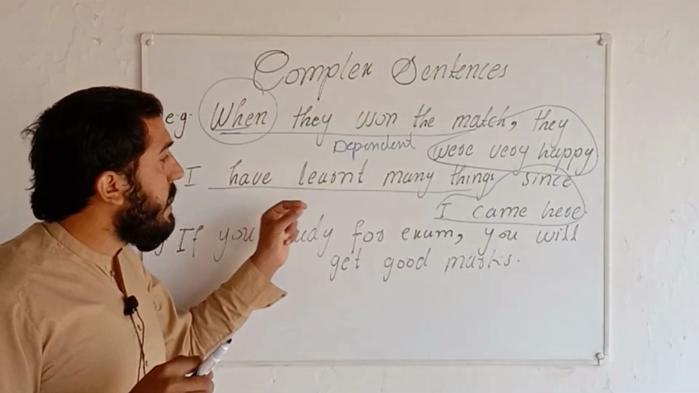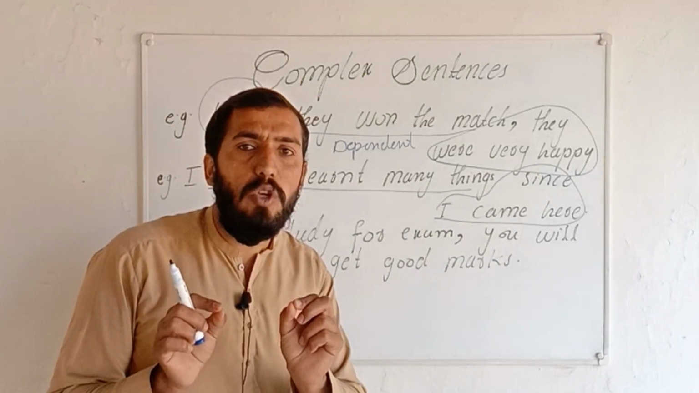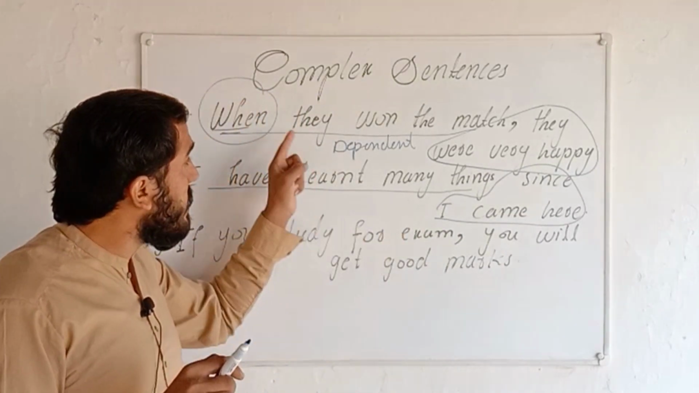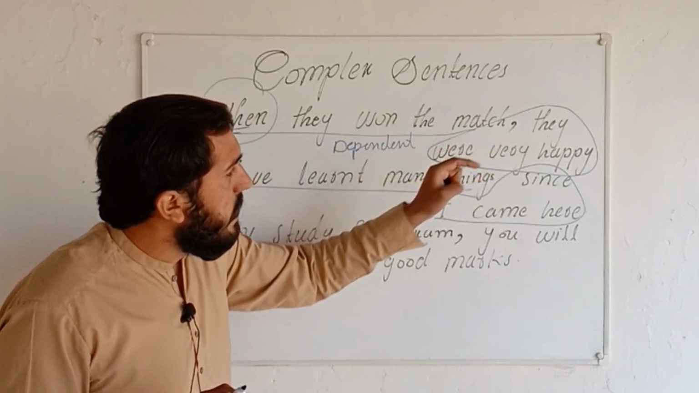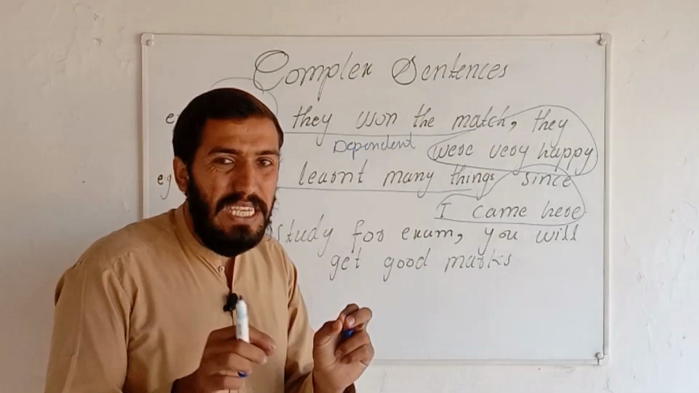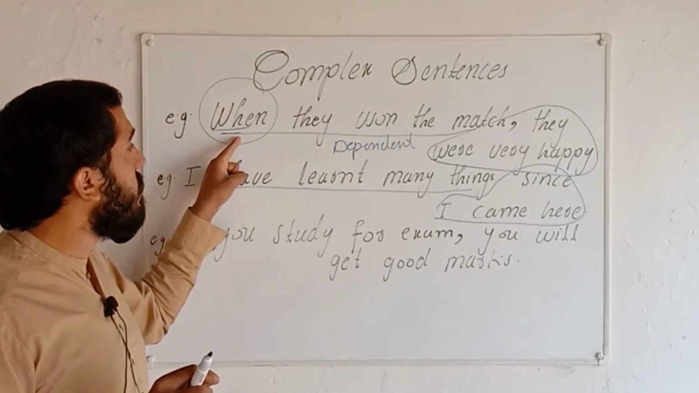If you use a dependent clause at the beginning, then you must put a comma in the middle, as in this example. As you can see here, we put a comma. We separated these two clauses by a comma. Why? Because the subordinator comes at the beginning.